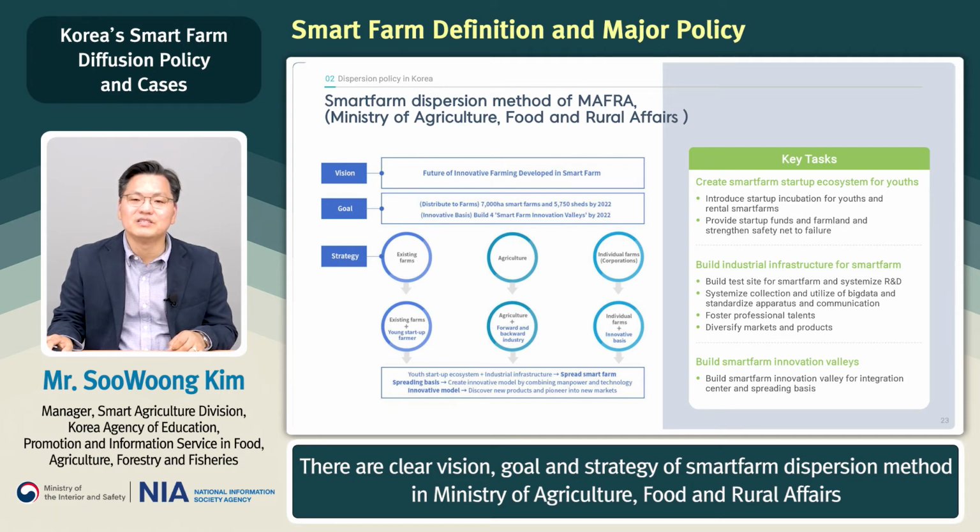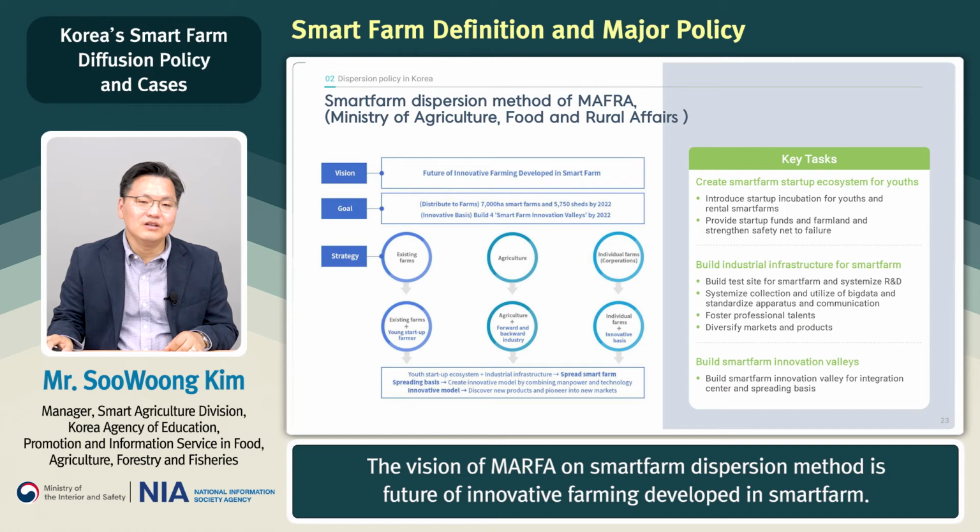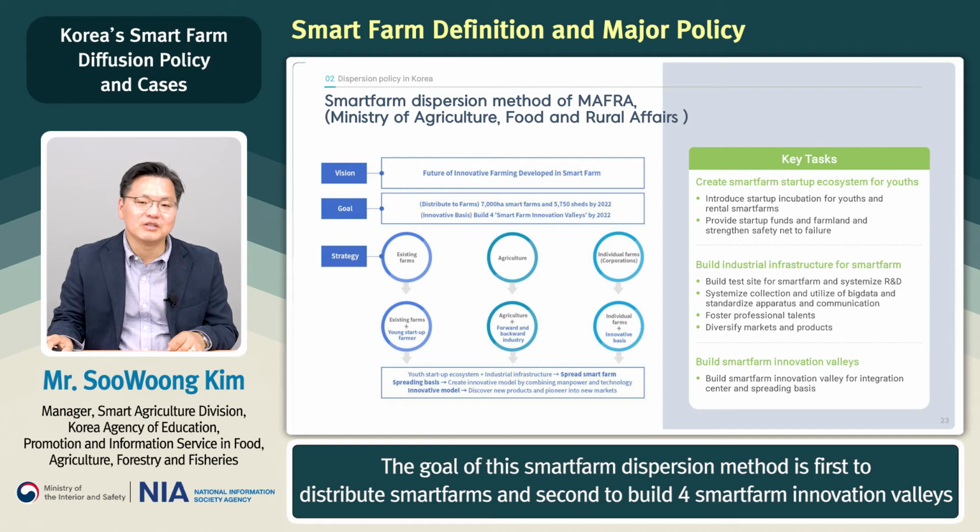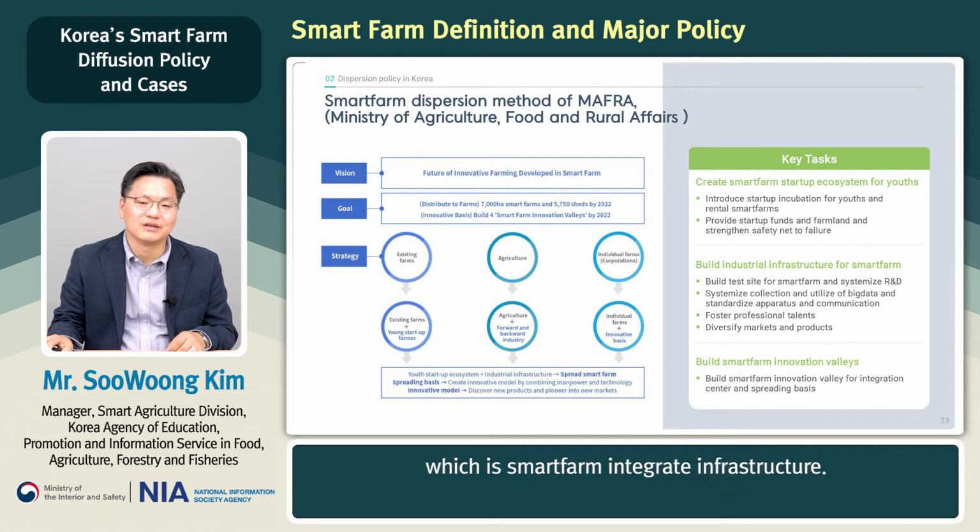There are a clear vision, goal, and strategy of the smart farm dispersion method in the Ministry of Agriculture, Food and Rural Affairs. The vision of MAFRA for the smart farm dispersion method is the future of innovative farming developed in smart farm. The goal of this smart farm dispersion method is first to distribute smart farm, and second, to build 4 smart farm innovation valleys, which are smart farm integrated infrastructure.